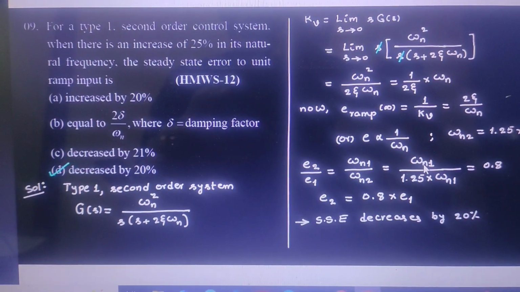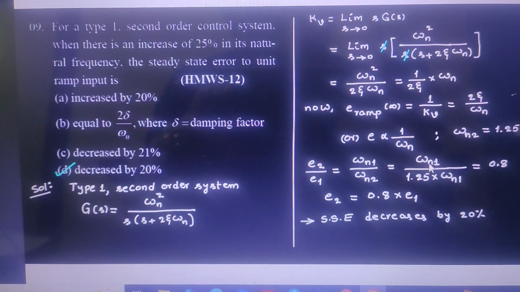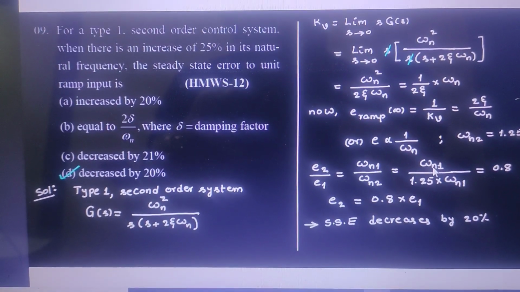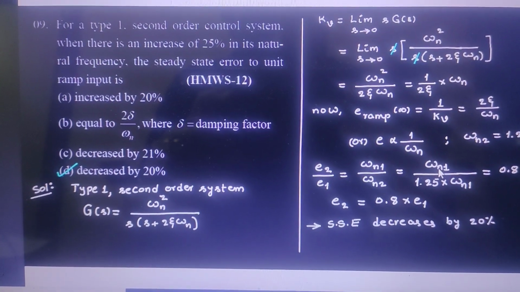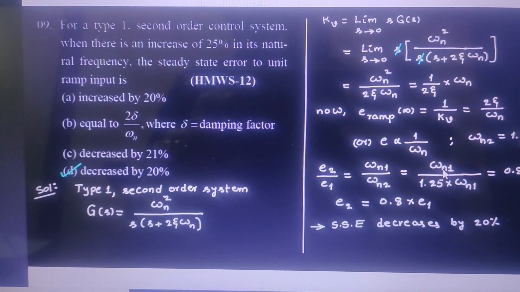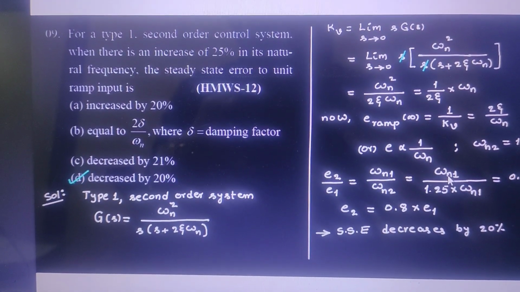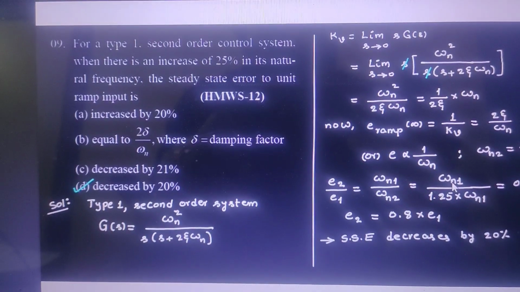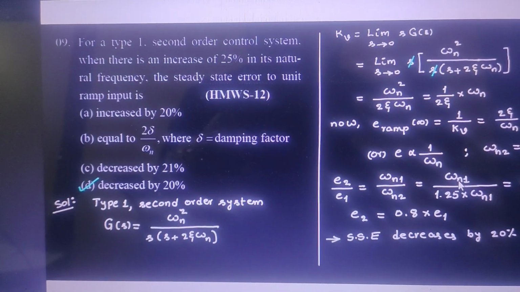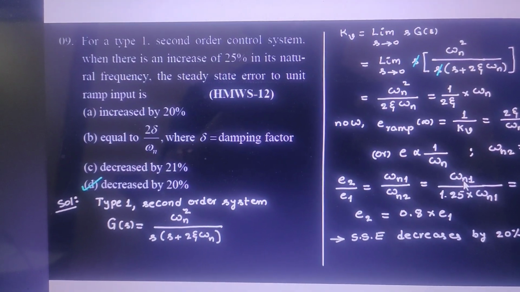For a type 1 second order control system, when there is an increase of 25% in its natural frequency, what is the steady state error due to ramp input? Always keep in mind, steady state error is inversely proportional to omega n. As for a second order system which has an increase of natural frequency of 25%, the steady state error will reduce by 20%.